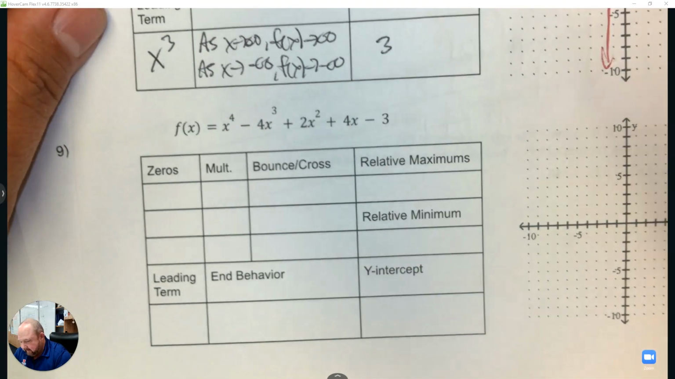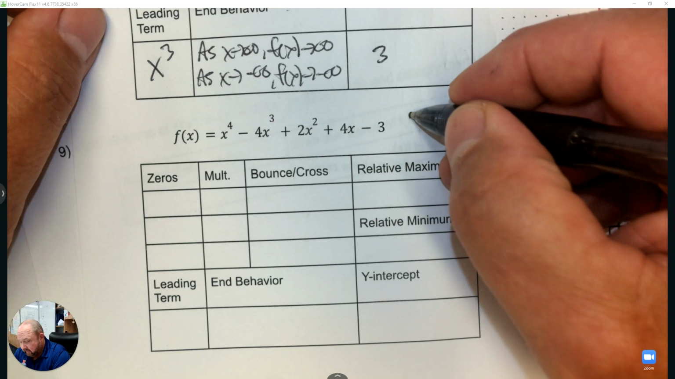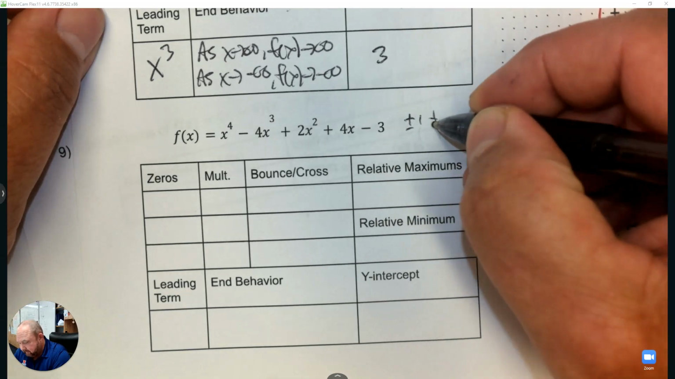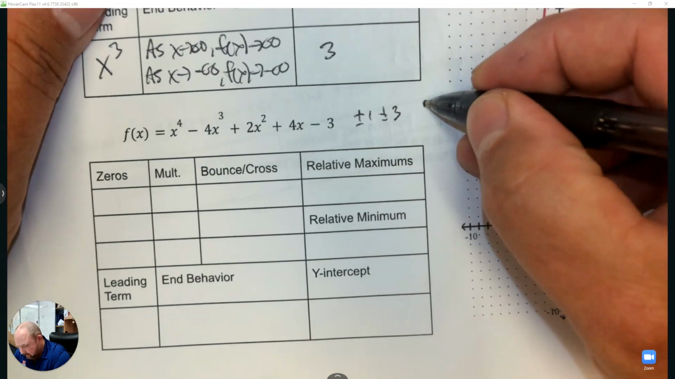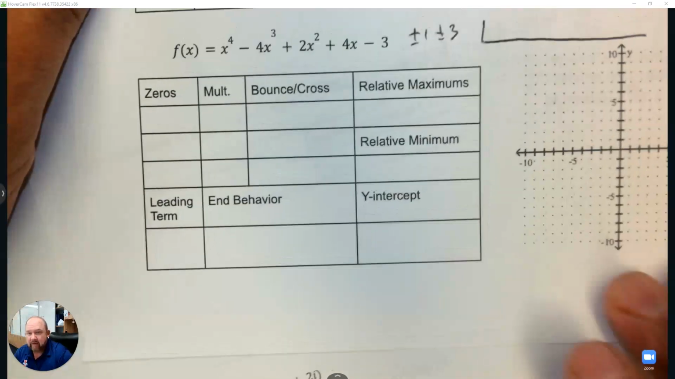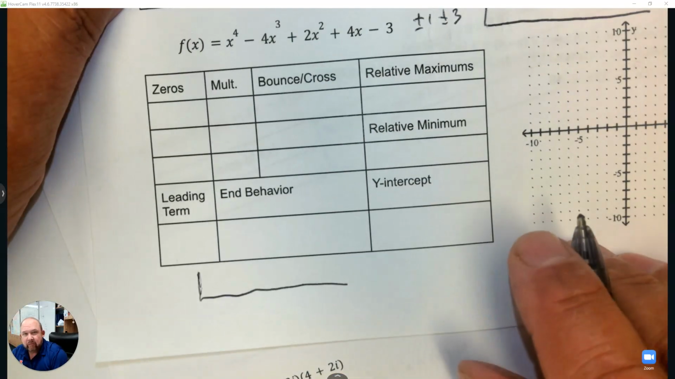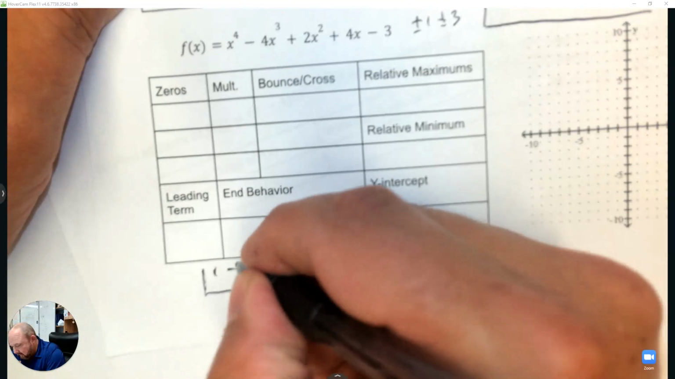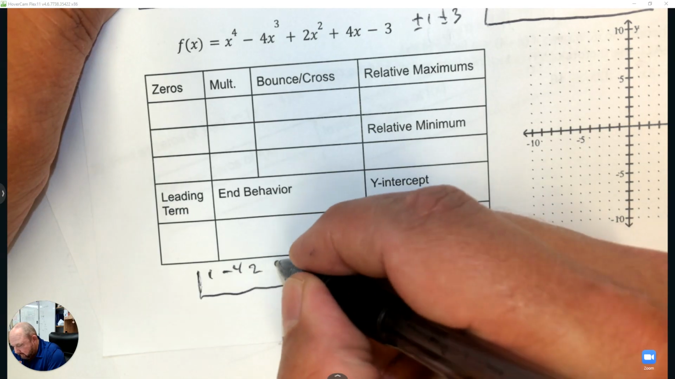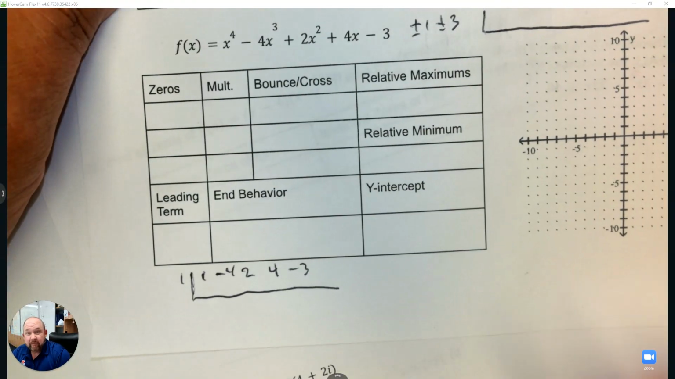All right, let's do it again. This one is not going to be factorable because there are too many terms. So the list is small though. I know there's not a lot of room. In fact, I'm going to do it underneath here. There's a little bit more room underneath here. It is what it is. So we have 1, negative 4, 2, 4, and negative 3. From the list, I'm going to pick 1.